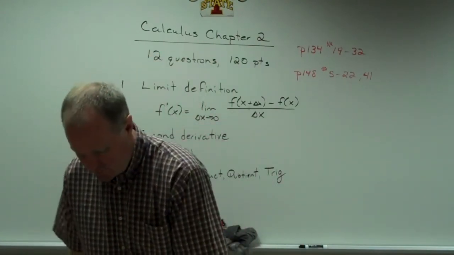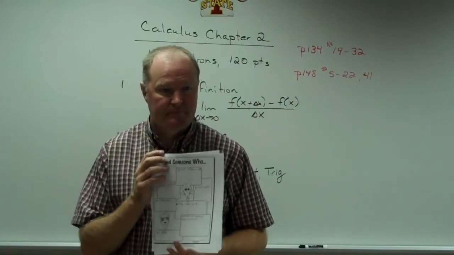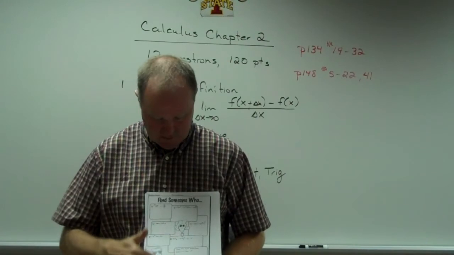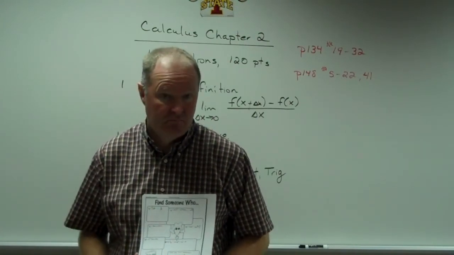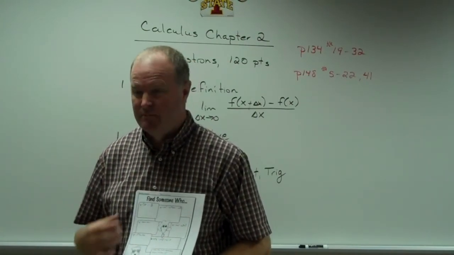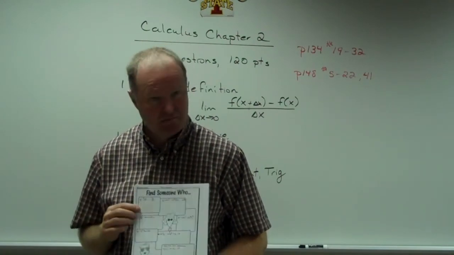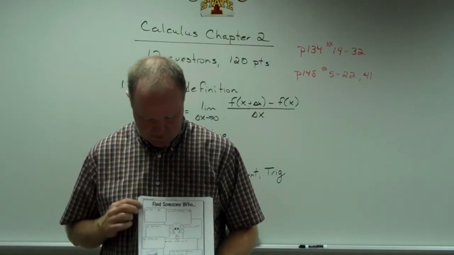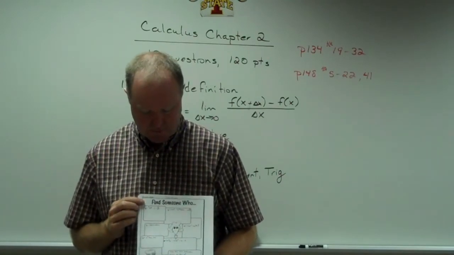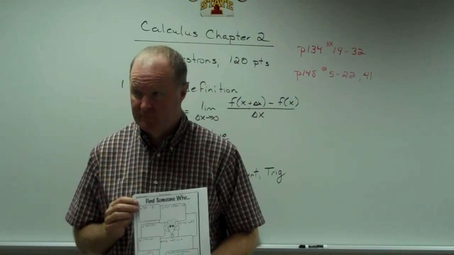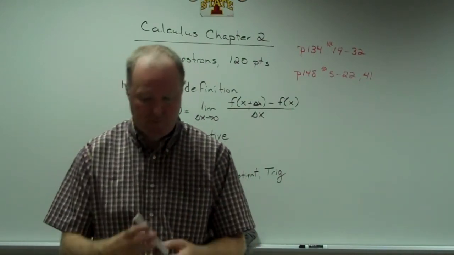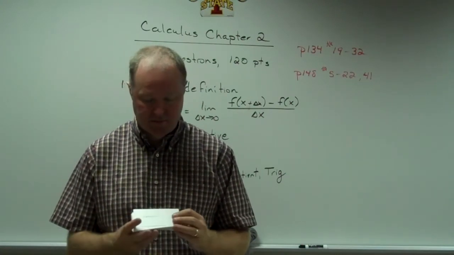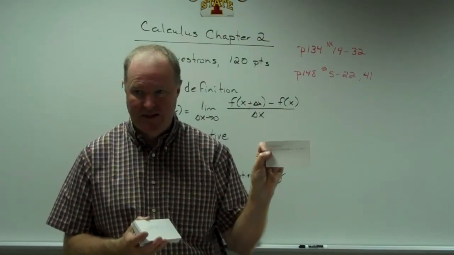I am going to hand out a Find Someone Who, which has got 8 questions on it. That's just kind of a minimum. I'll probably add a couple on here for you. But it has the implicits, it has the limit definition, it has all those others that are there. It's pretty good to go off of that. I also have lots of note cards that have problems on the front and answers on the back.